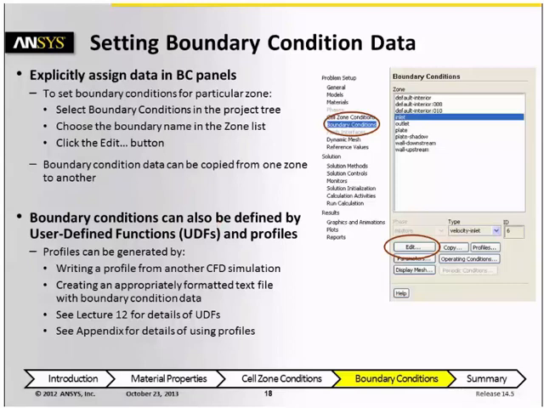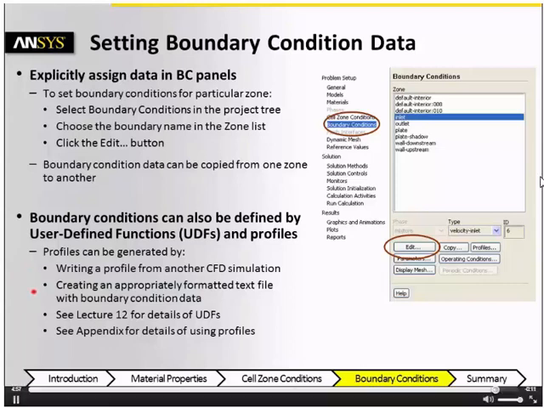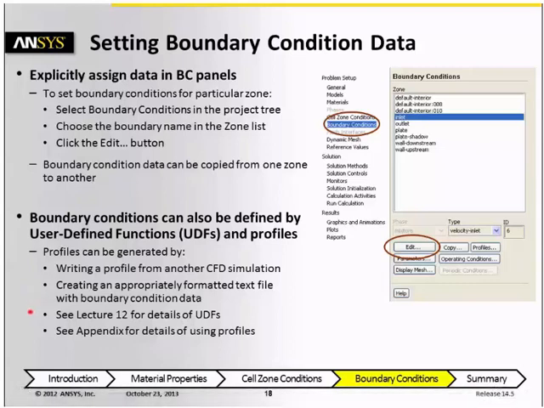To specify non-uniform distributions of a variable at a boundary, user-defined functions or profiles can be used. Profiles can either be generated by writing a profile from the results of another CFD simulation, or creating an appropriately formatted text file with the boundary condition data. User-defined functions are explained in Level 12, and more details about how to set up and use profiles can be found in the appendix of this lecture.